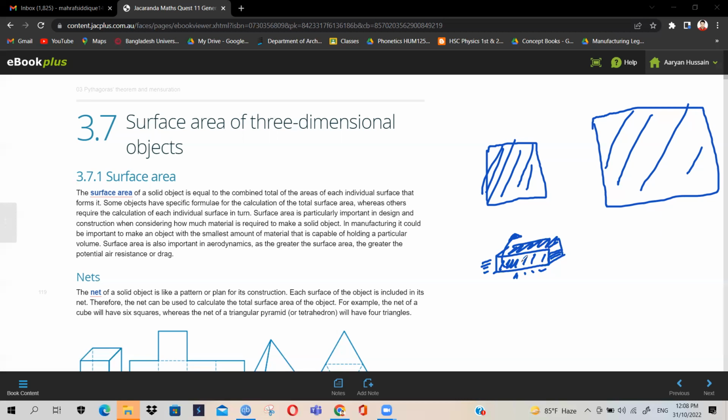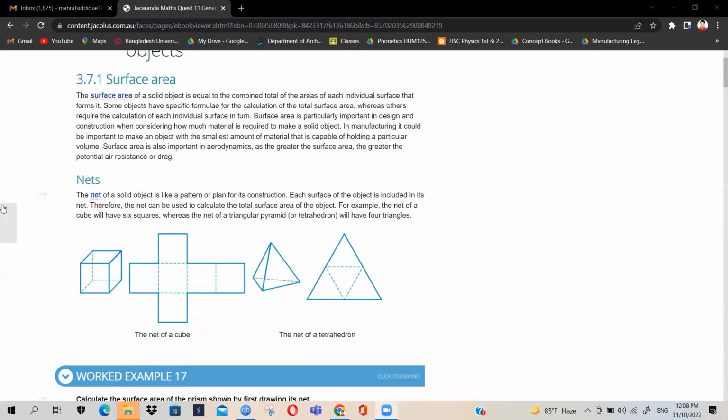All right, now let's see what they have said. The surface area of a solid object is equal to the combined total of the areas of each individual surface that forms it. Nets. What is a net? The net of a solid object is like a pattern or plan for its construction. Each surface of the object is included in its net. Therefore, the net can be used to calculate the total surface area of the object.